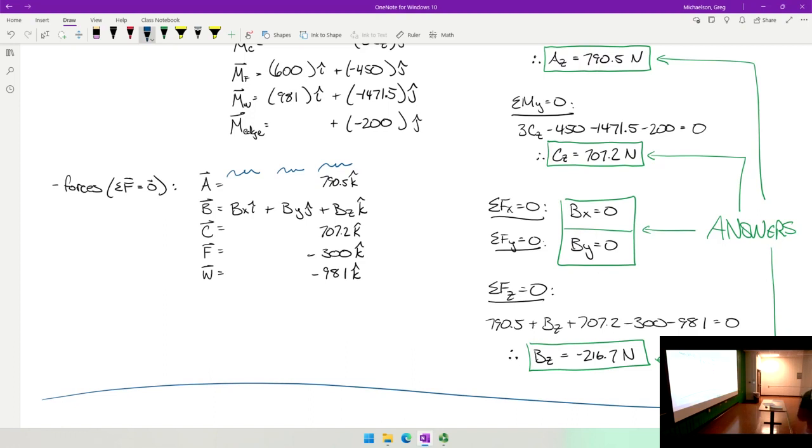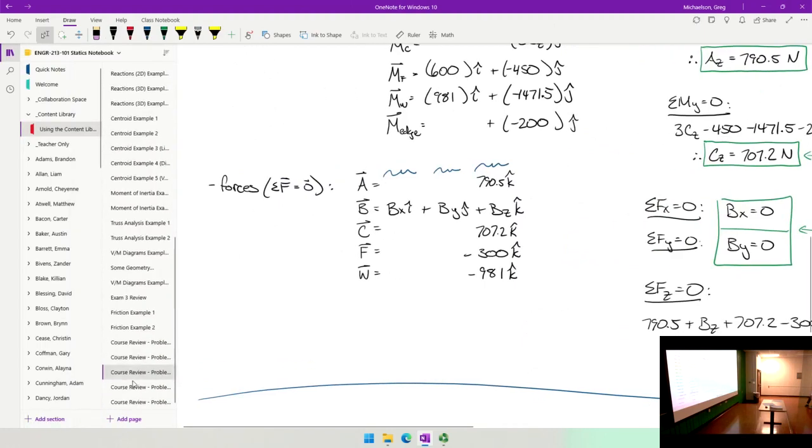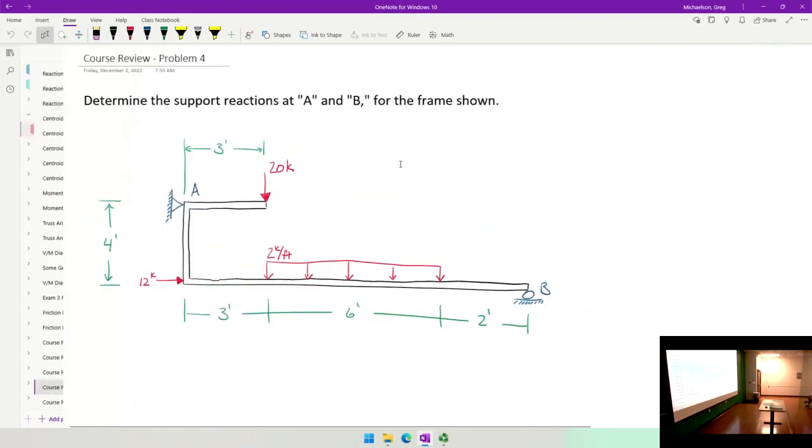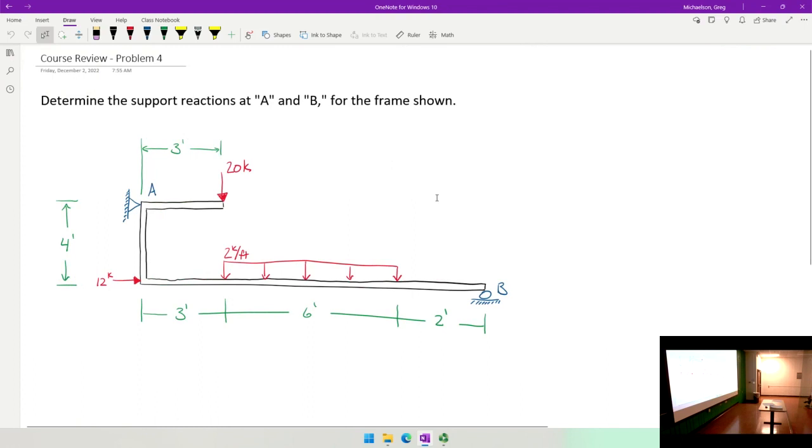Everybody good? Okay. Now, I really like this next problem because this is one that I really am concerned that we fully get right.